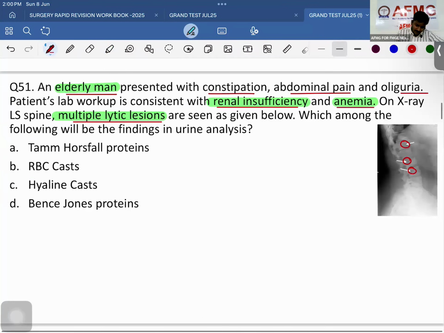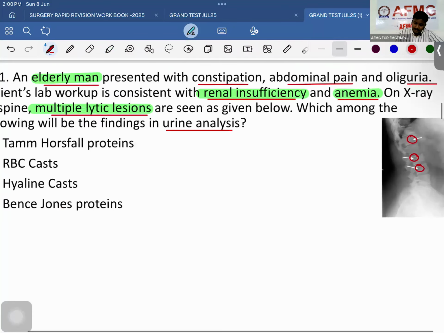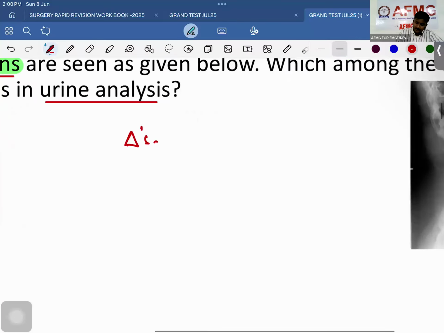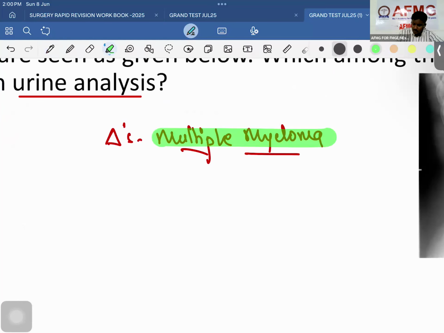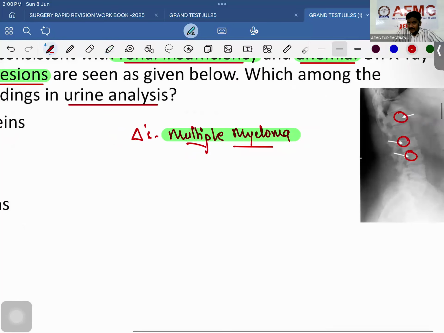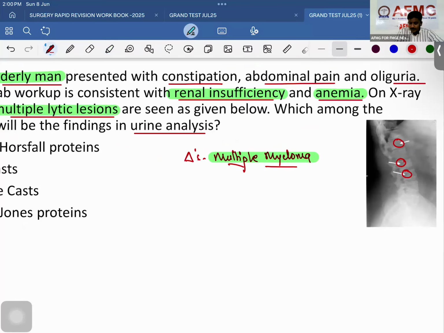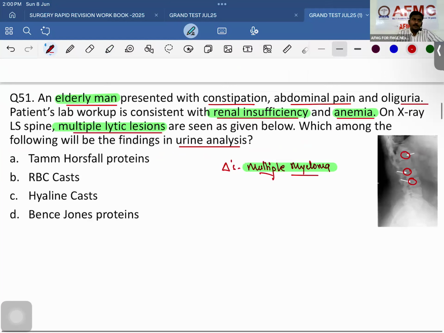Apart from that, which among the following will be the findings in urine analysis? They are asking you, what is the provisional diagnosis of the patient? Very good. The provisional diagnosis of the patient over here in this case is multiple myeloma. We know that multiple myeloma is a plasma cell malignancy, beta, where there will be low backache due to the multiple lytic lesions, beta. Second, the patient will have renal insufficiency or renal failure. Third, the patient will have anemia, beta. And fourth, the patient will have hypercalcemia, and due to that hypercalcemia, the patient is having constipation and abdominal pain. Clear? So they have given all four features.